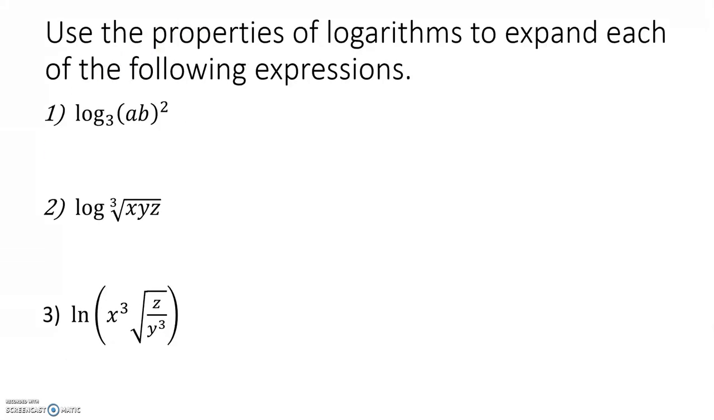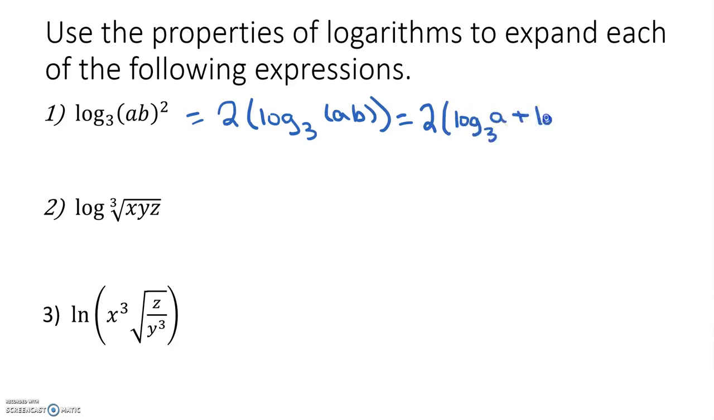So let's look at some examples. We're going to use the properties of logarithms to expand each of the following expressions. So on this first one, first thing I'm going to do is take this 2 and multiply it out front. Since it goes with both of the terms, I'm going to put it in parentheses so that the 2 goes with both the a and b. Now, the a and b are being multiplied, so I'm going to change them to addition. So log base 3 of a plus log base 3 of b. We can also distribute this 2 to both terms and write it as 2 log base 3 of a plus 2 log base 3 of b.